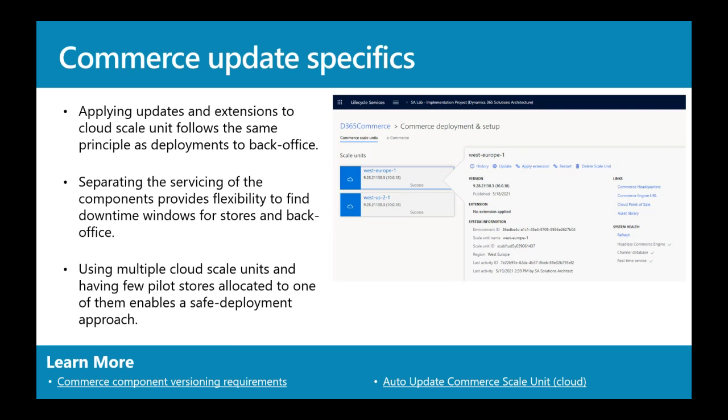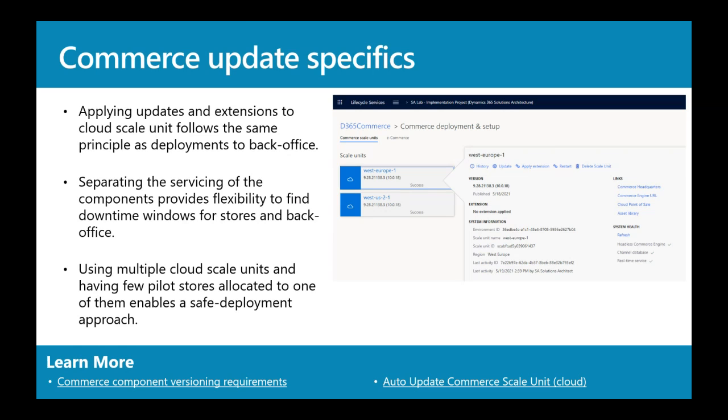Commerce update specific: applying updates and extensions to cloud scale units follows the same principles as the deployment to the back office. So everything that I told before is also applicable for the cloud scale units. A few small remarks here: if you want to update certain stores located in a certain region worldwide, at the downtime window when stores are closed and the back office is also not working, then it's good to create cloud scale units per region, correct?